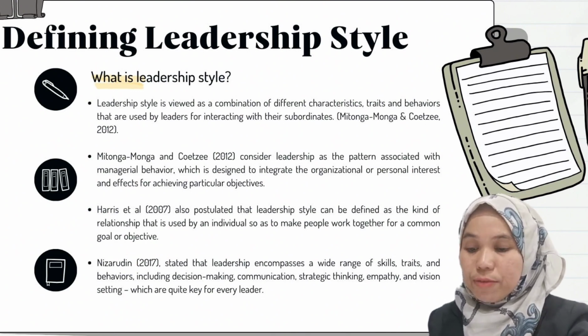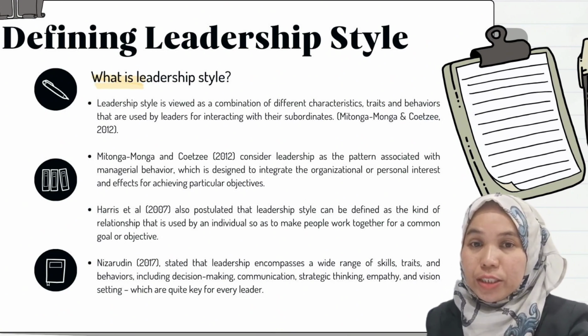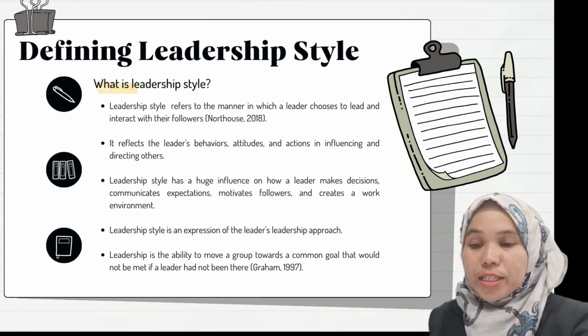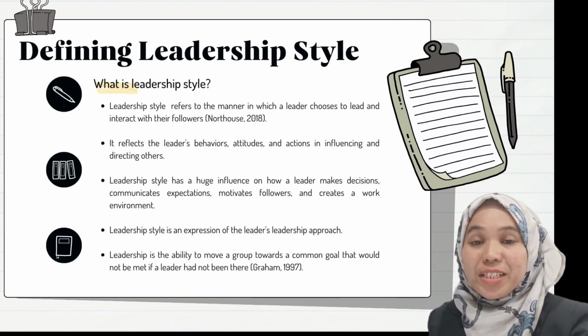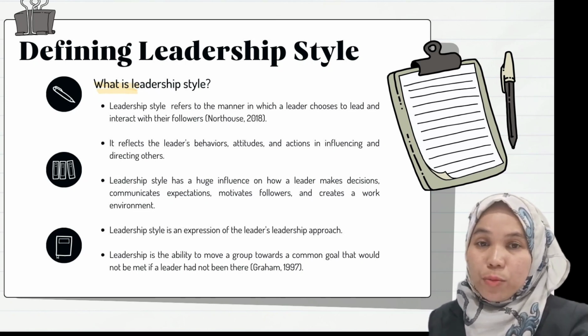Nizaruddin 2017 stated that leadership style involves skills like decision making, communication, strategic thinking, and empathy. Leadership style has a huge influence on how a leader makes decisions, communicates expectations, motivates followers, and creates a work environment.